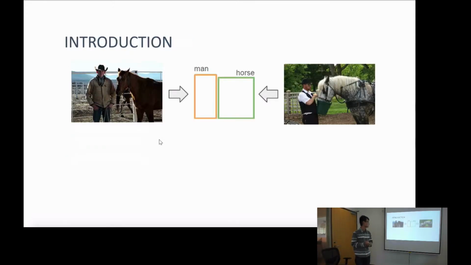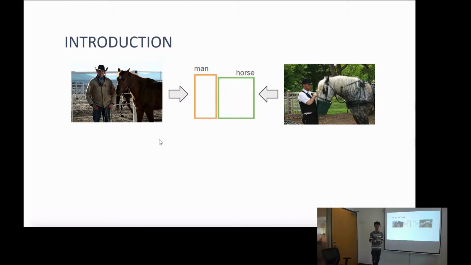Given two images, the first one and the second one, if we extract the objects from these two pictures, we can see the first image has two objects, man and horse, and the second one also has the man and horse. In both images the man is standing on the left hand side and the horse is standing on the right hand side. So the locations of these two objects are quite similar.